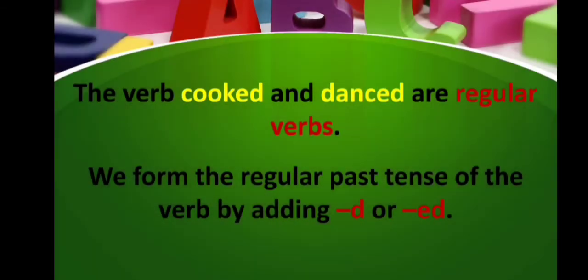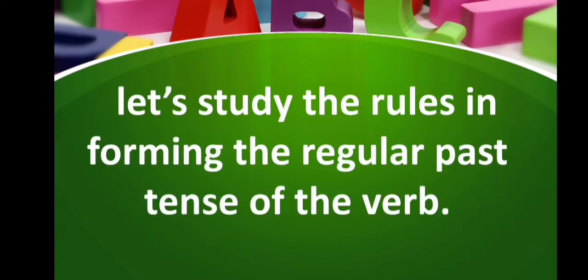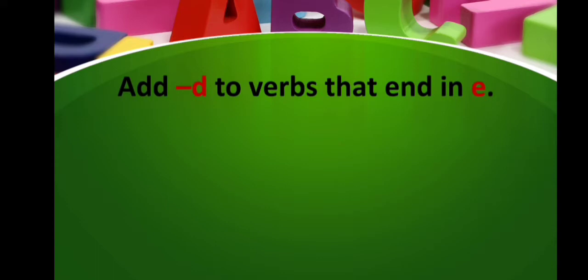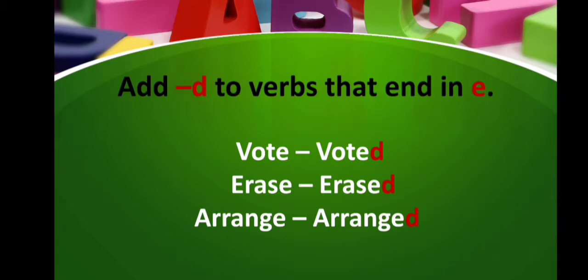Here we go. The verbs cooked and danced are regular verbs. We form the regular past tense of the verb by adding d or ed. Let's study the rules in forming the regular past tense of the verb. The first rule is, we add d to the verbs that end in e. Some examples are vote, voted. The verb vote is spelled V-O-T-E and ends in E. That's why we have added D at the end of the verb to change it to the past form.